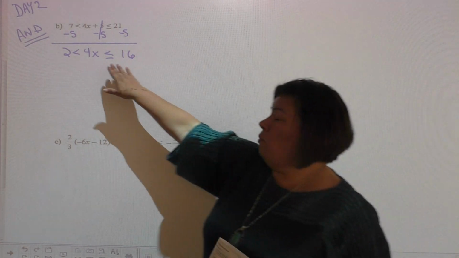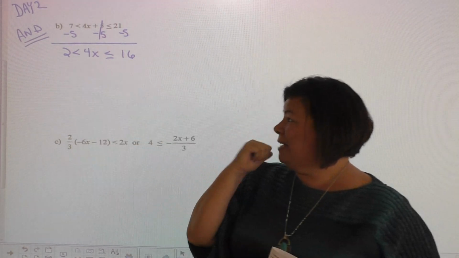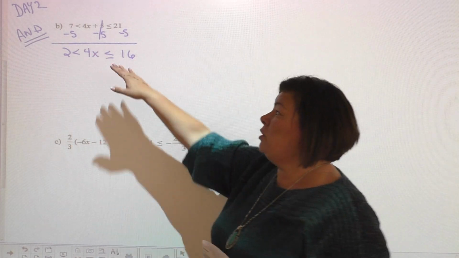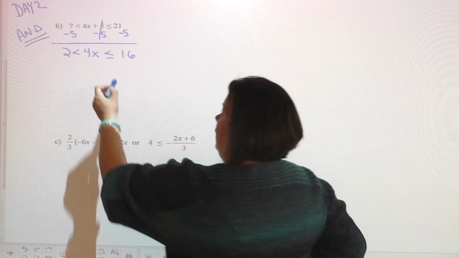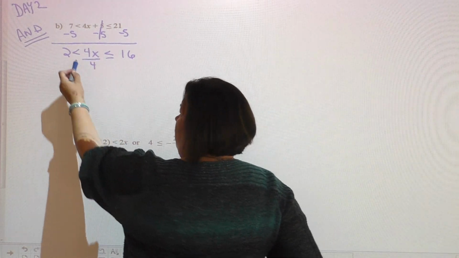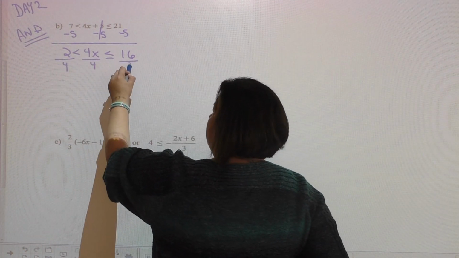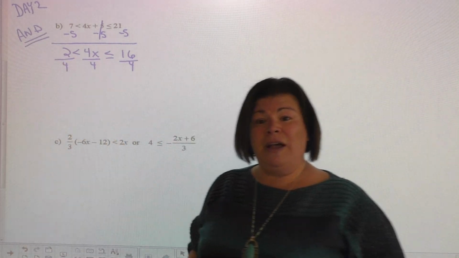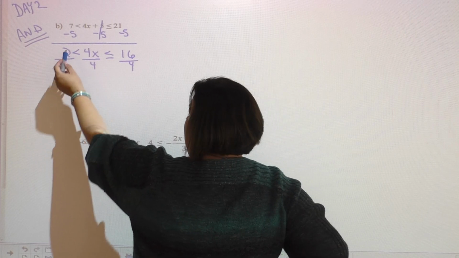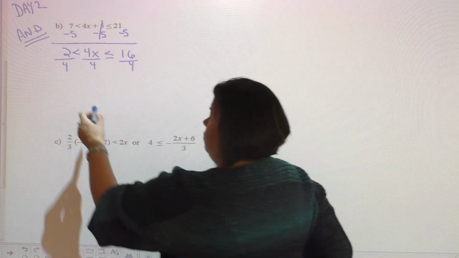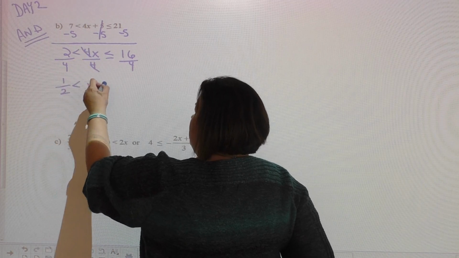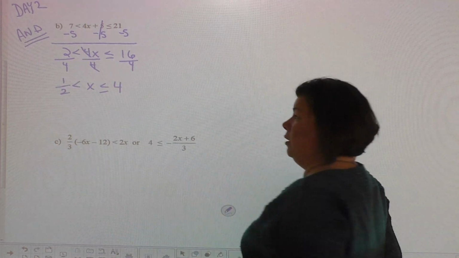And then, almost done, we're going to isolate that x now in the middle by performing the inverse operation of multiplication, which is division by 4. And again, if we're going to divide by 4 in the middle, we have to divide by 4 on either side, left and right. And as always, you need to simplify as much as you possibly can. So 2/4 reduces to 1/2, which is less than x, which is less than or equal to 4.